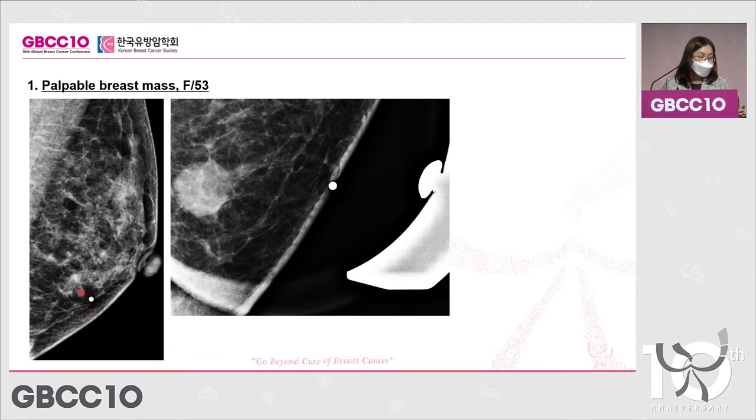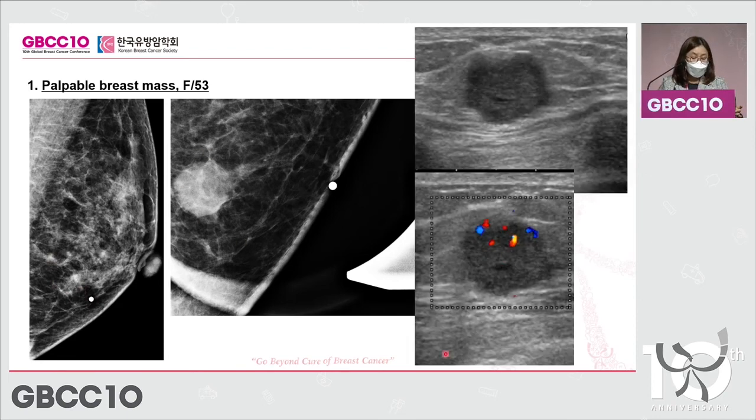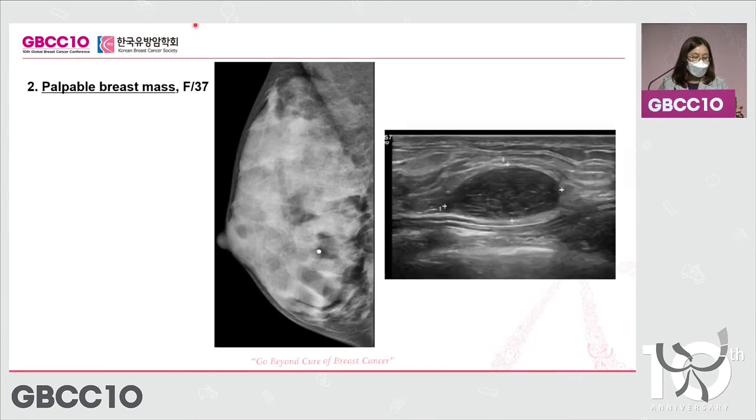So this is somewhat uncertain. So we take two steps. So we magnify the image, or if we conduct an ultrasound, we will be able to identify this mass more accurately. In the case of this 37-year-old female, dense breast, we used markers, but it's very difficult to identify what it is. But if you take an ultrasound, the mass is very visible.